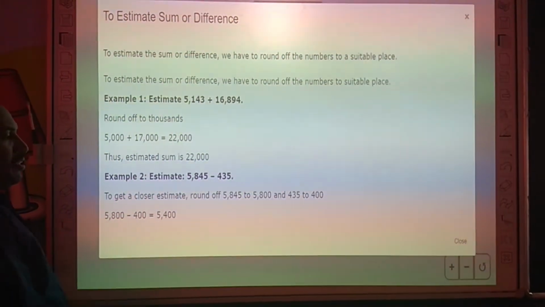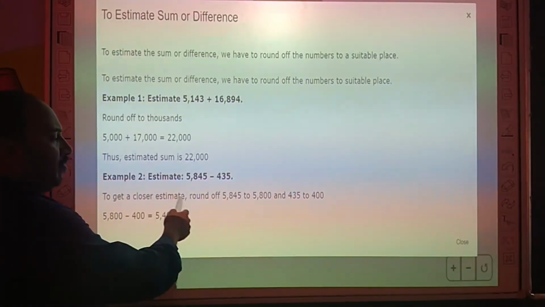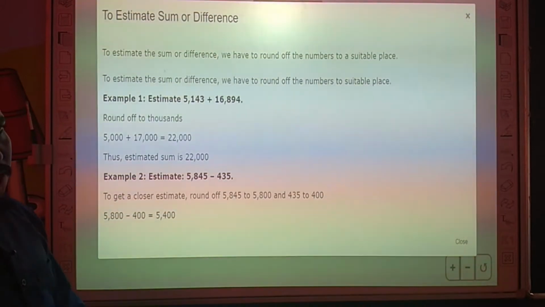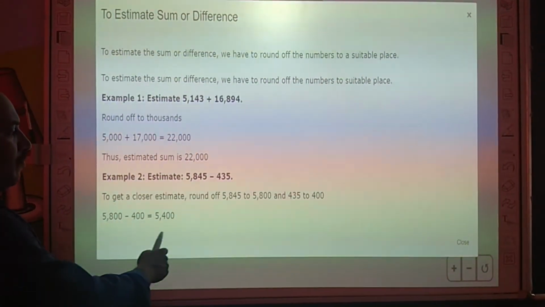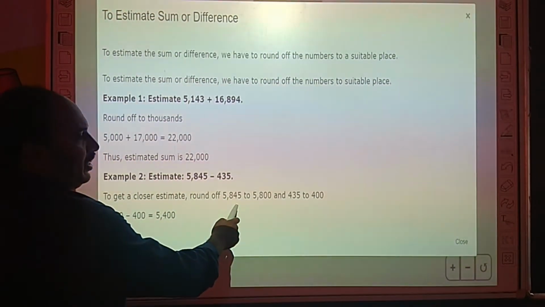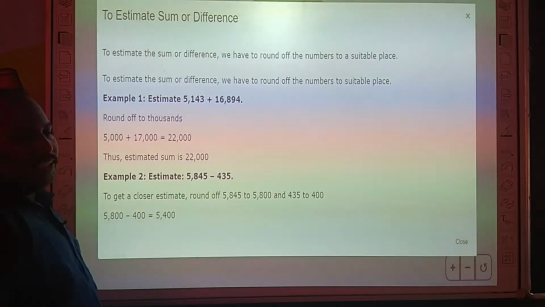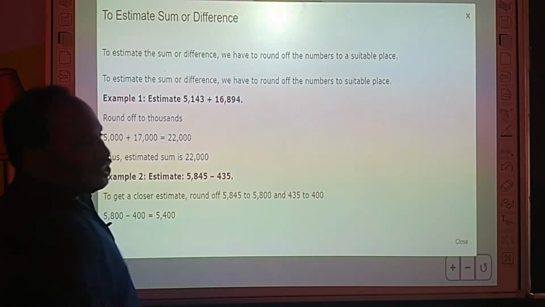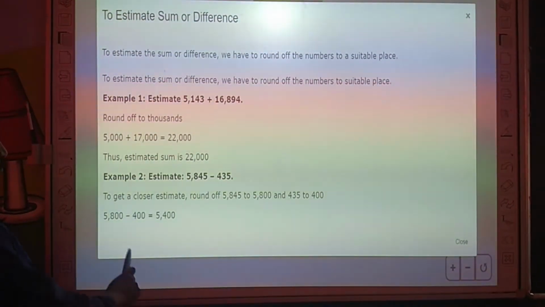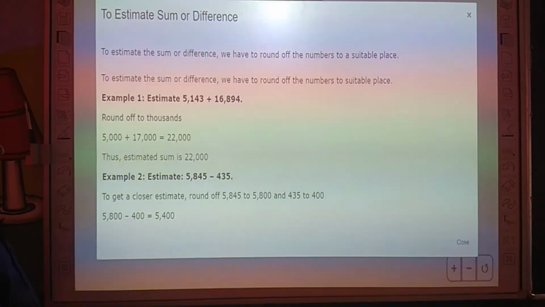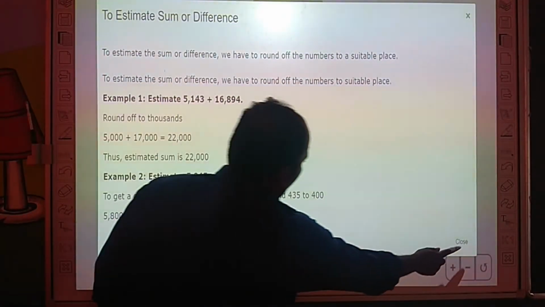Next we go to the estimated difference. The first one is 5,845 minus 435. The first one, 5,845, is closest to 5,800. The next one, 435, is nearest to 400. We subtract the two terms. 5,800 minus 400 is equal to 5,400.